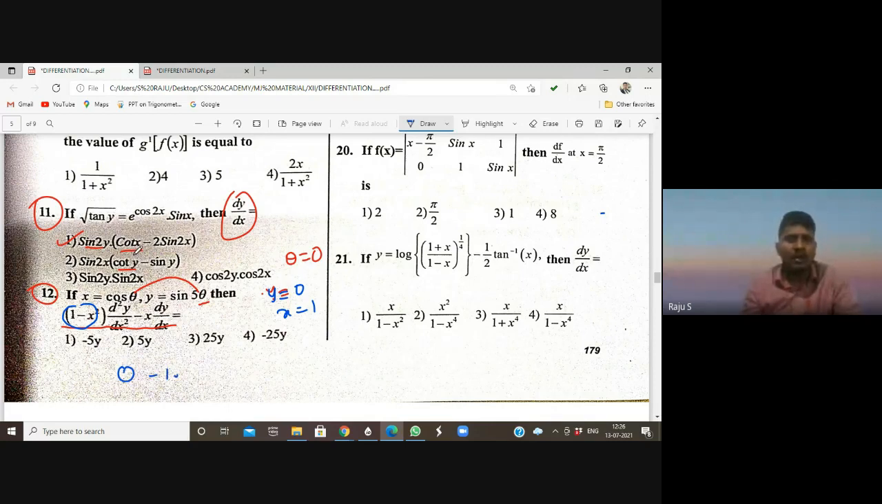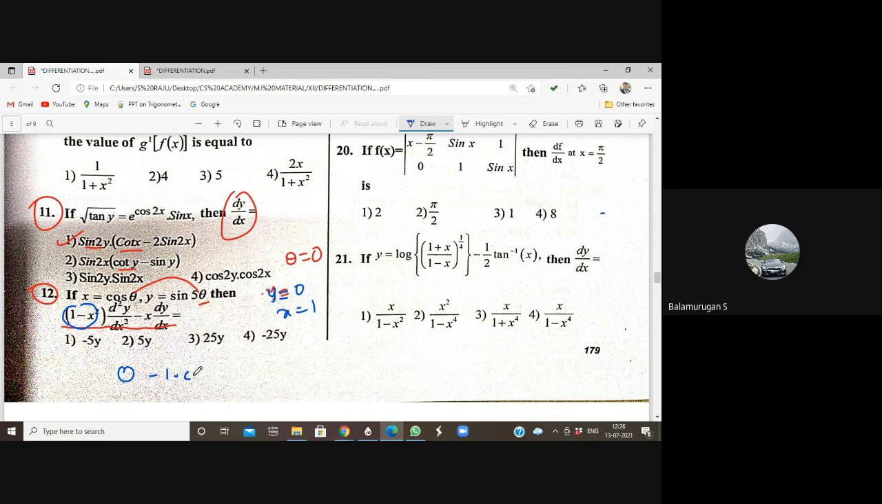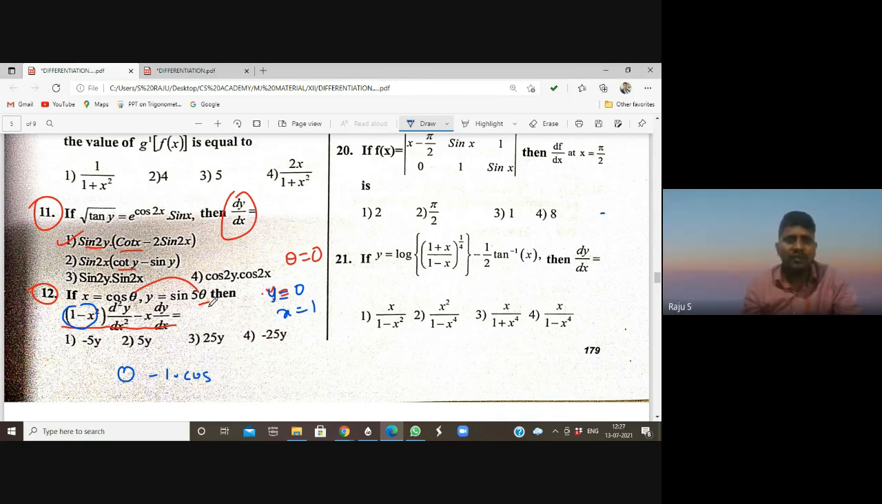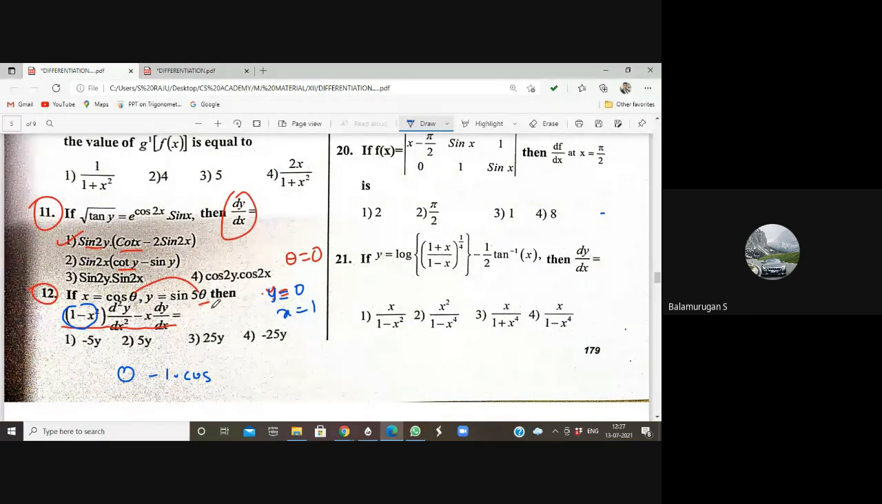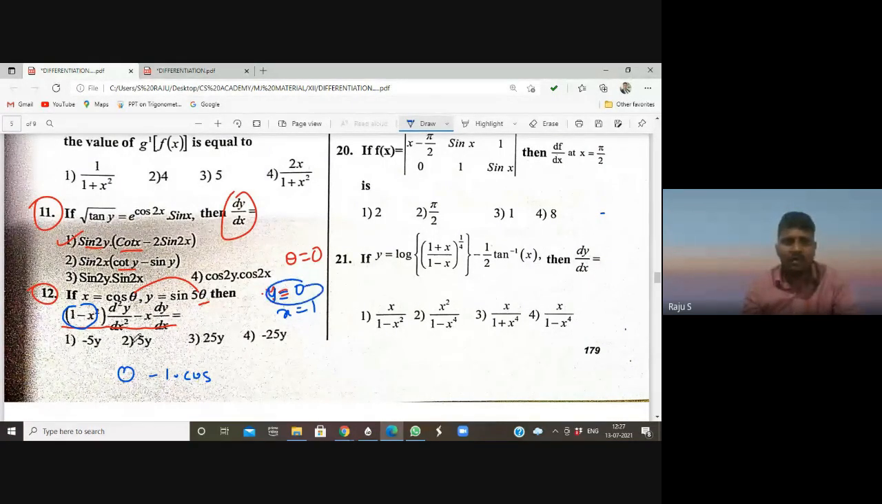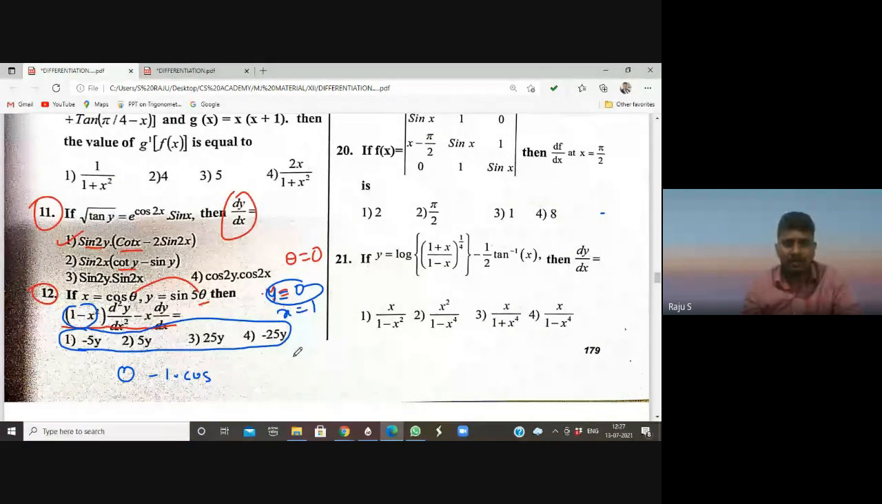What is dy by dx? The dy by dx value is cos 5 theta by minus sin theta, cos 5 theta at theta value 0, that is cos 0 into 5 divided by minus sin theta. When theta value is 0, all options are satisfied, so we can take a value other than 0. Other than 0 means 5 will be there.